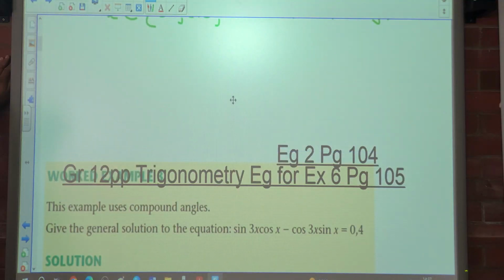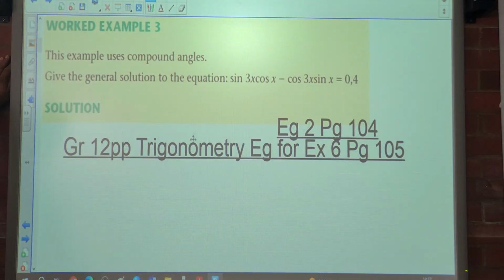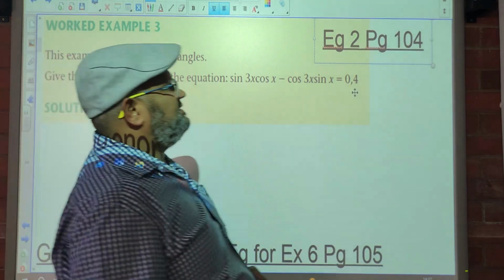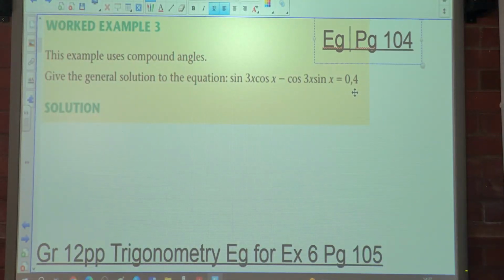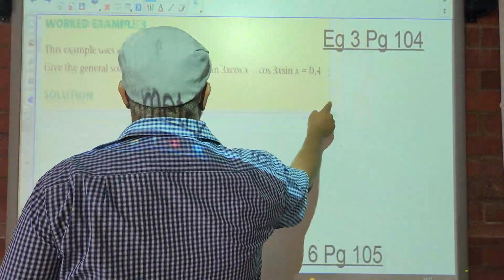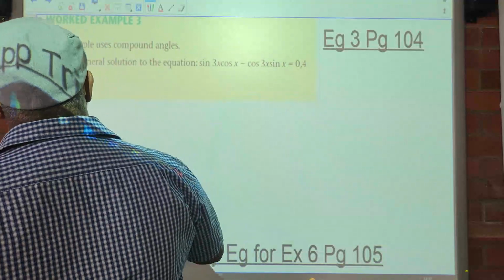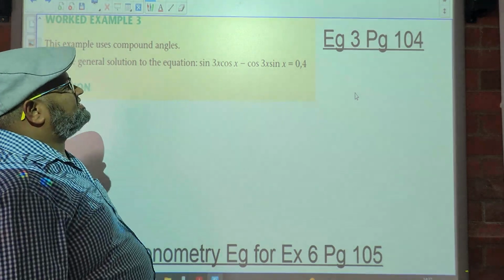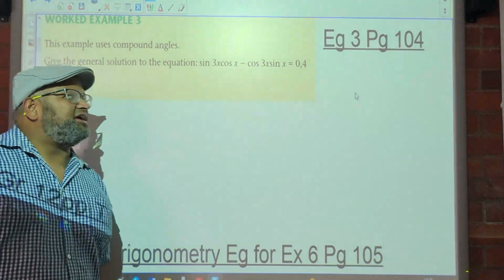Let's look at another one. This is example 3, and example 3 is on page 210. Same page. This example uses compound angles. Give the general solution. So here there's no restricted domain. When I get to k is an element of the integers, I stop. Give the general solution of the equation sine 3x cos x minus cos 3x sine x equals 0.4.